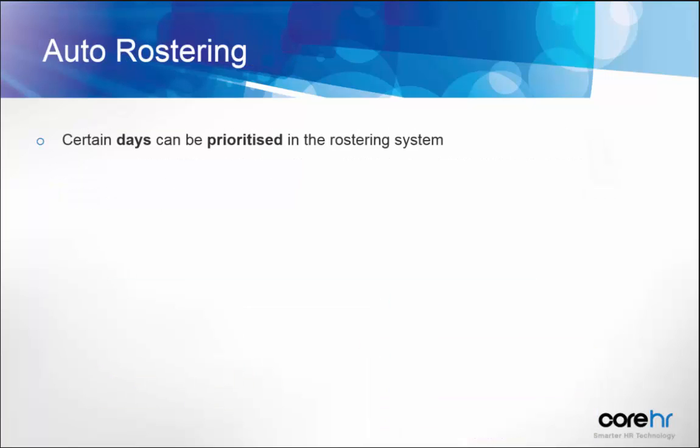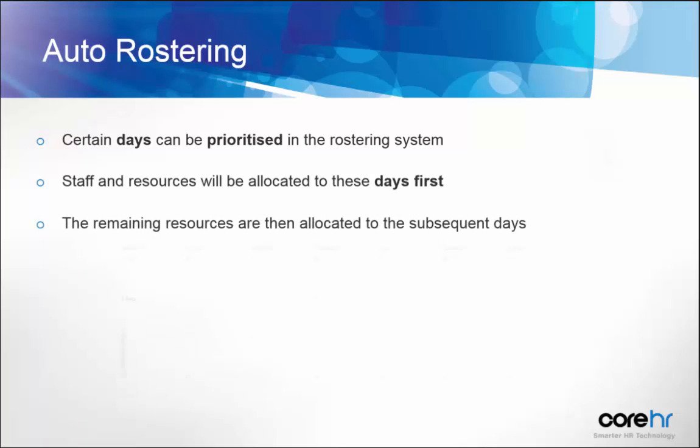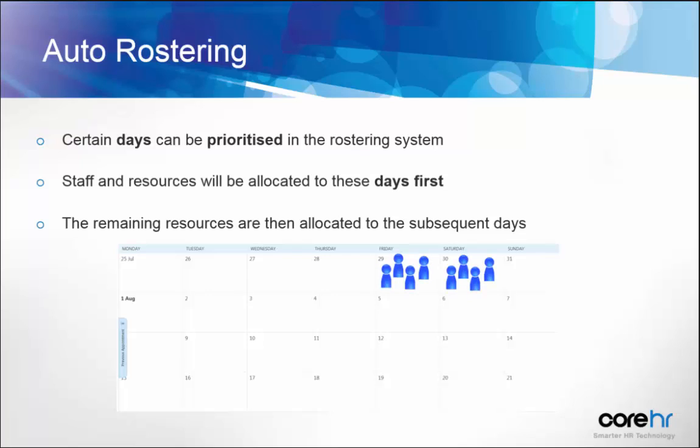Auto-rostering. Certain days can be prioritised in the system. Staff and resources will then be allocated to these days first. The remaining resources are then allocated to subsequent days. For example, if we take a retail store, Fridays and Saturdays will be our priority days and will be rostered first. Staff will then be rostered to the remaining days based on their priority.